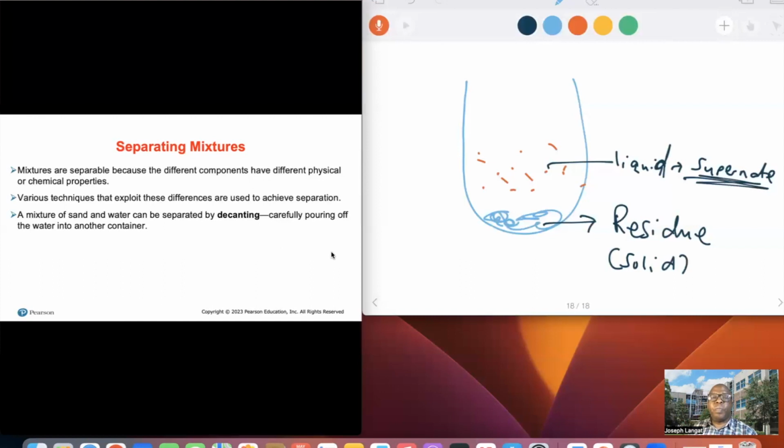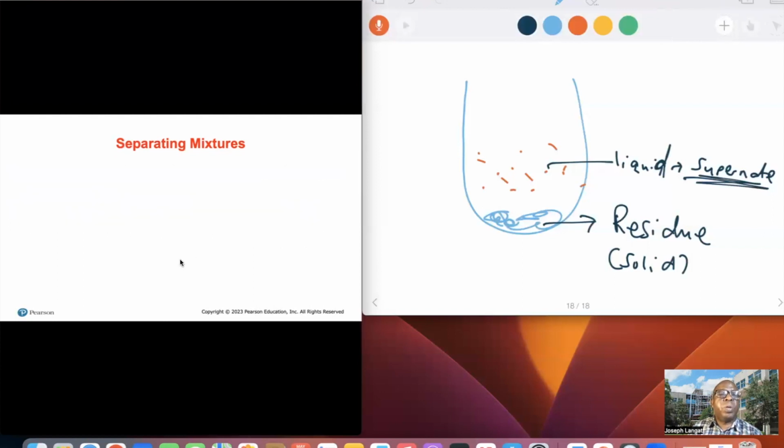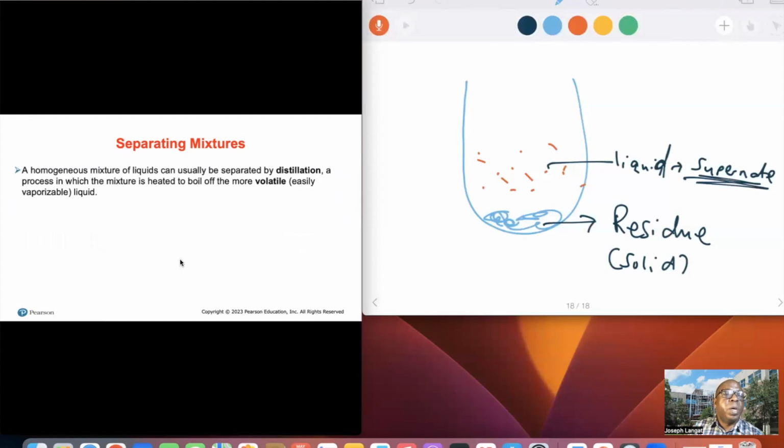The technique of pouring off is called decanting, decantation. You need to know what that means.